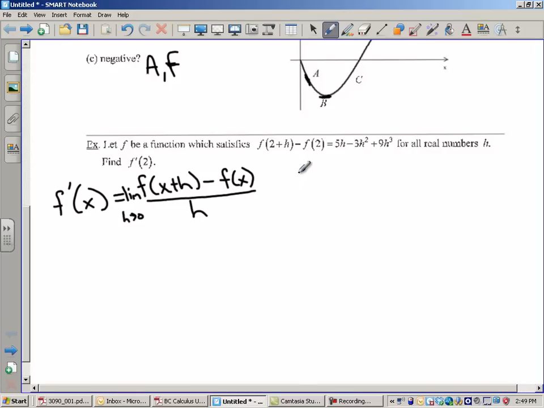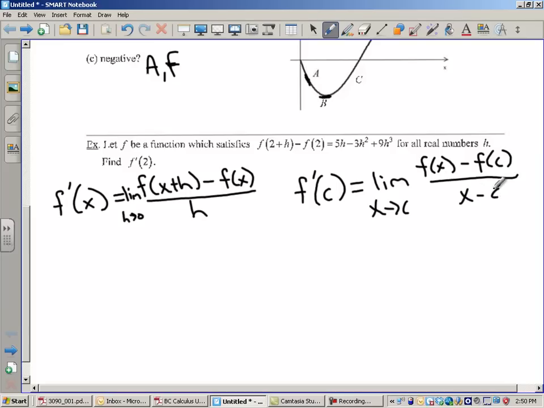There's also 2 ways of finding the derivative at a point. I'm going to say f prime at c. F prime at c is equal to the limit as x approaches c of f of x minus f of c all over x minus c. This was our alternative definition of the derivative.